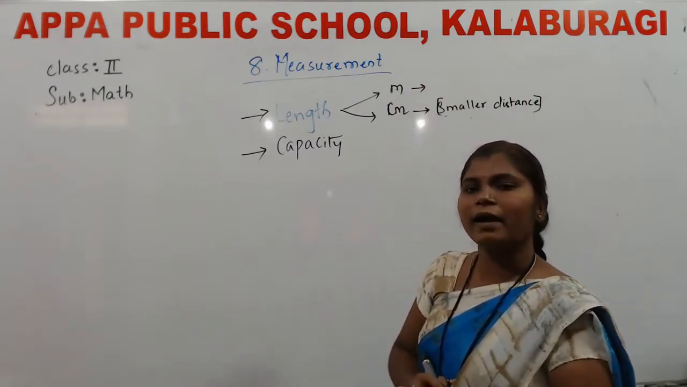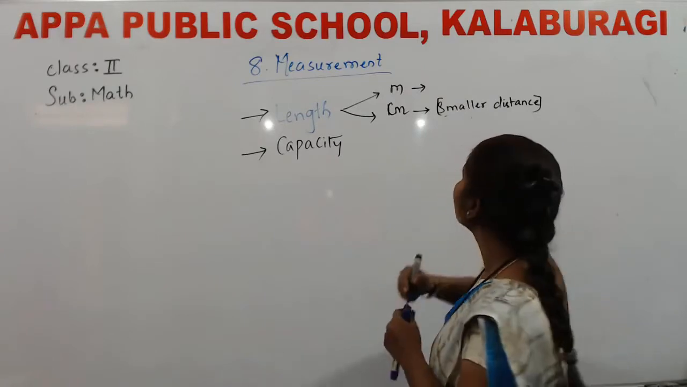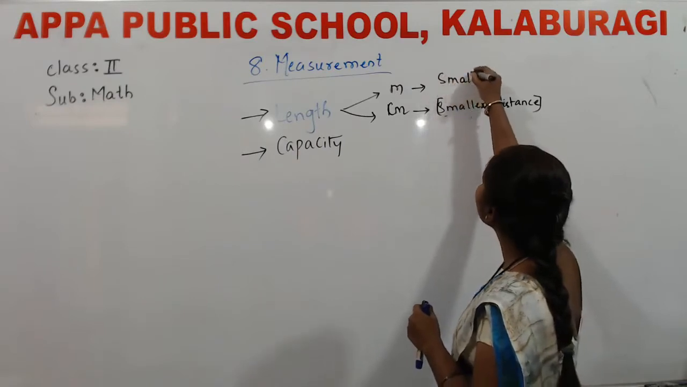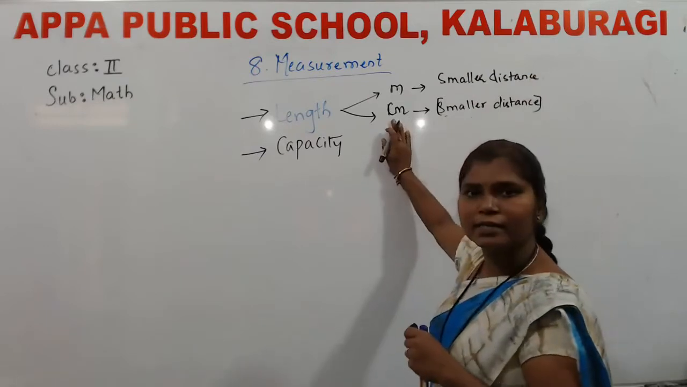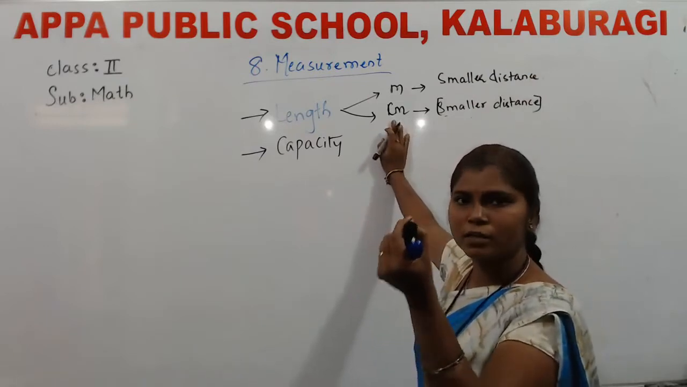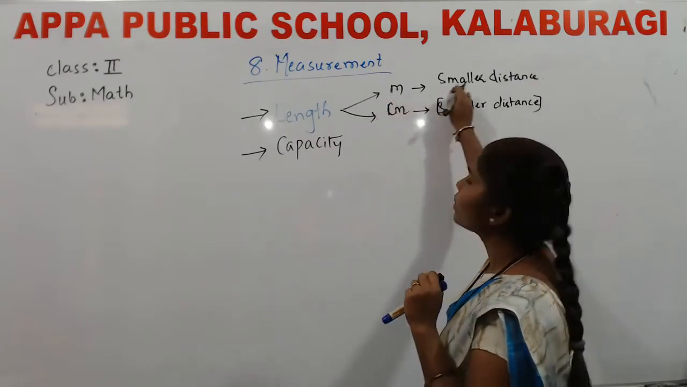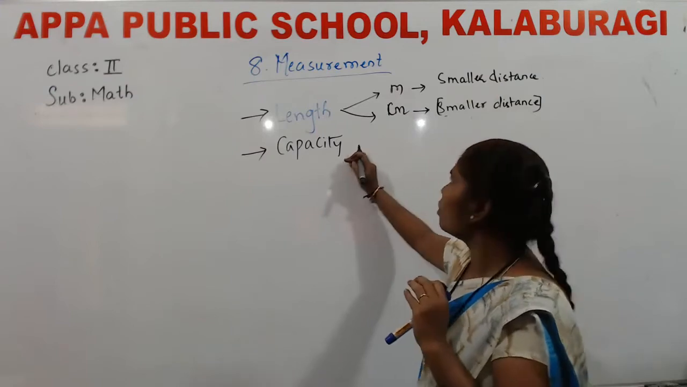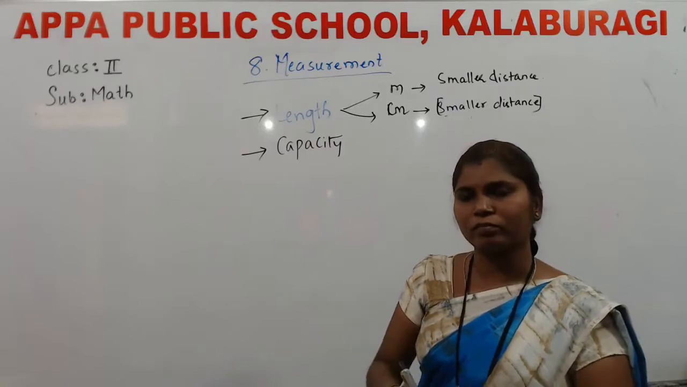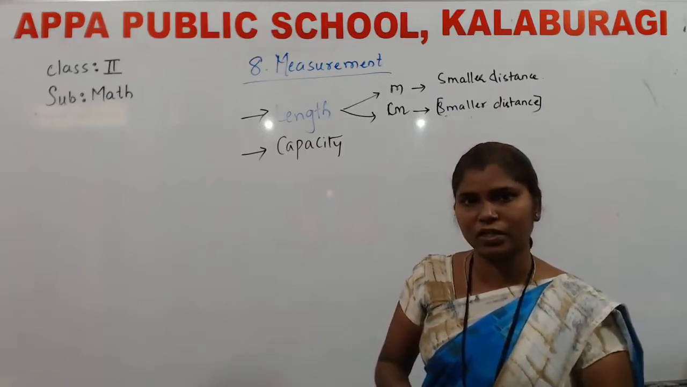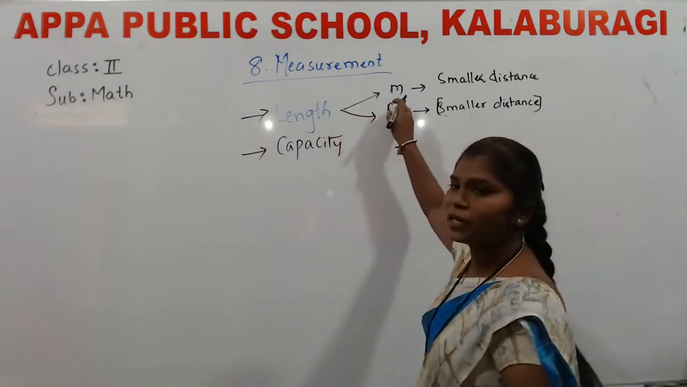Meters are used for the distance where you are traveling from one place to another, so it is also termed as a smaller distance. The centimeter is the width of your finger, and a meter is the smaller distance you travel, for example from your room to your kitchen, or from one class to another class. This is how we are going to measure length.